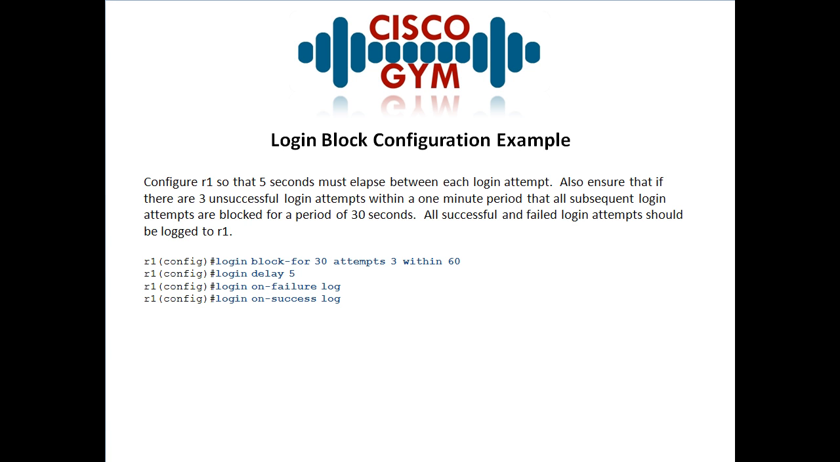Let's look at the first sentence. Configure R1 so that 5 seconds must elapse between each login attempt. That's going to be our login delay. And we can see here that we set a login delay of 5 seconds. Now remember back to the documentation, it said that if you're configuring the login delay, you have to have the login block-for configured first.